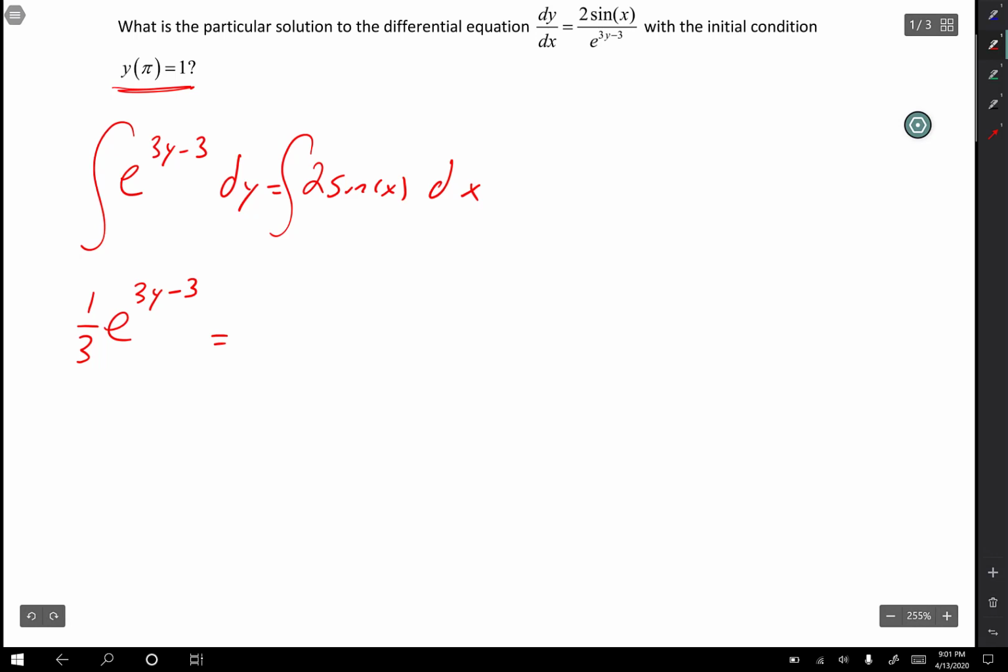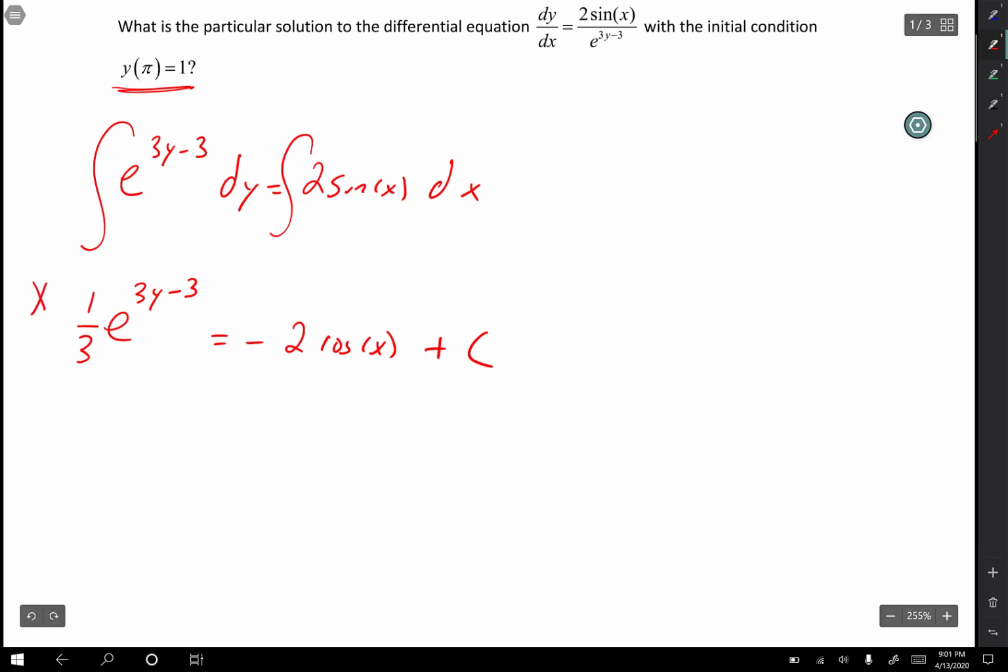Equals, and then the antiderivative of 2 sine x. Yes, you could have put a plus c there, but we're going to put the plus c with the x here because it's just easier. The antiderivative of 2 sine x is going to be negative 2 cosine x plus c. In case you're wondering how I got that negative so quick, you can just put 2 cosine x and ask yourself, the derivative of 2 cosine x is negative 2 sine x. You don't have a negative there, so obviously there has to be a negative in your antiderivative. So that's how you do it, guys.